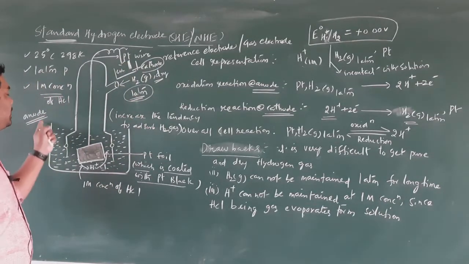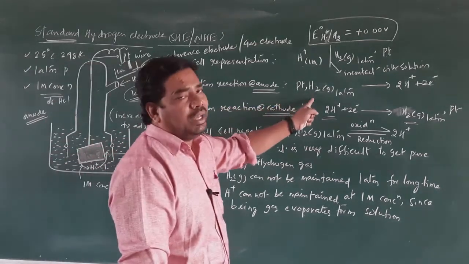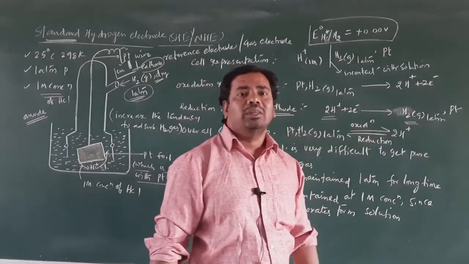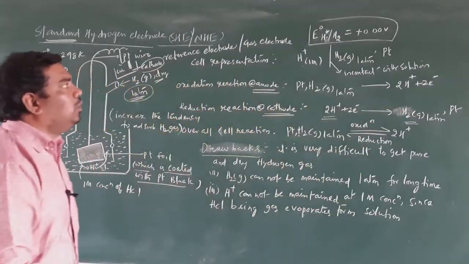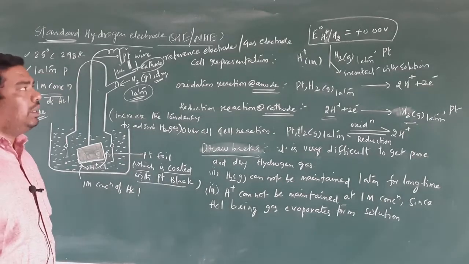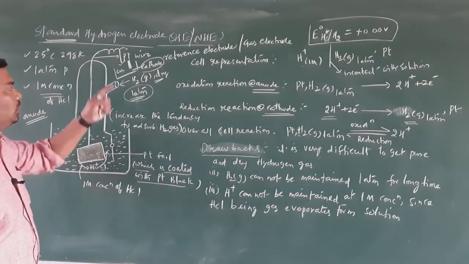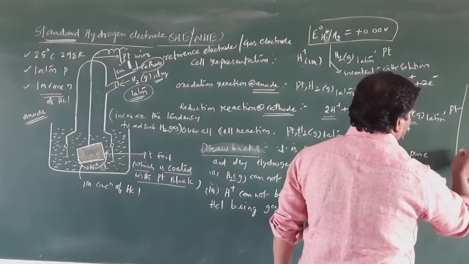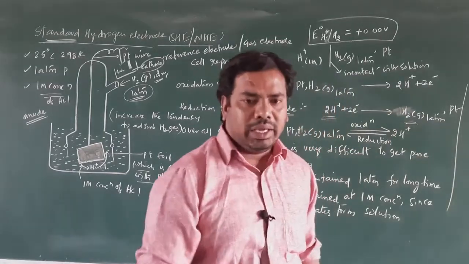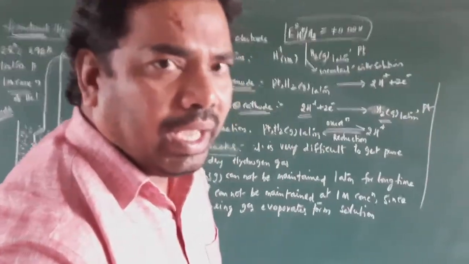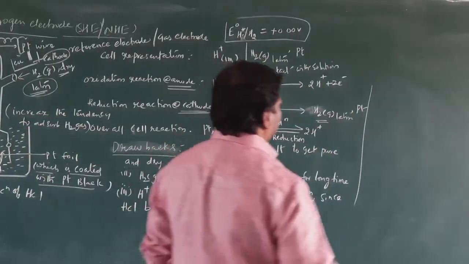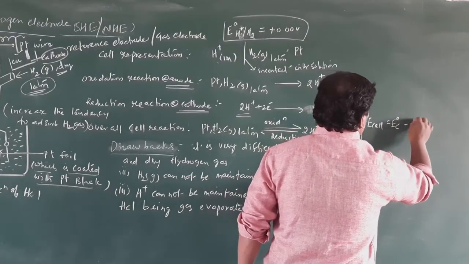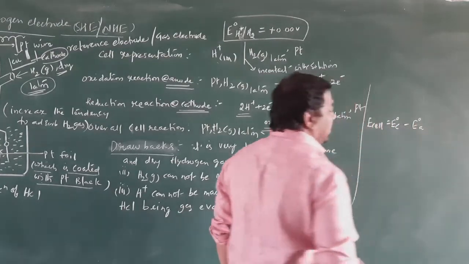If it acts as an anode, then the oxidation reaction takes place, that is Pt, H2 gives rise to 2H plus and 2 electrons. So the cell potential is equal to E cathode minus E anode, student. E cell is equal to E cathode minus E anode.